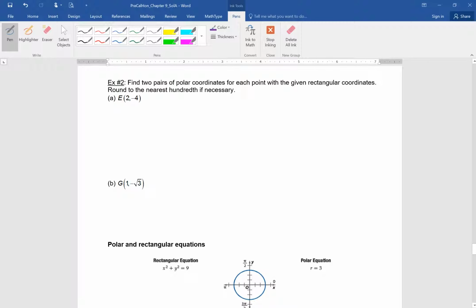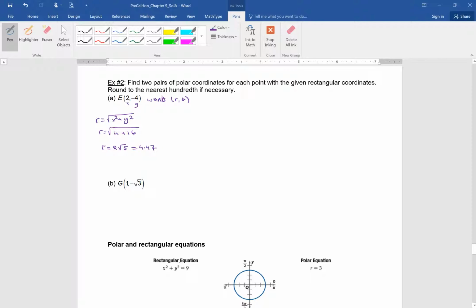So here what we have is x and y, and what we want is r and theta. Our first relationship is that r is equal to the square root of x squared plus y squared, which means r is equal to the square root of 4 plus 16. So r is the square root of 20, which is 2 root 5. It says to round to the nearest hundredth, so this is just 4.47.